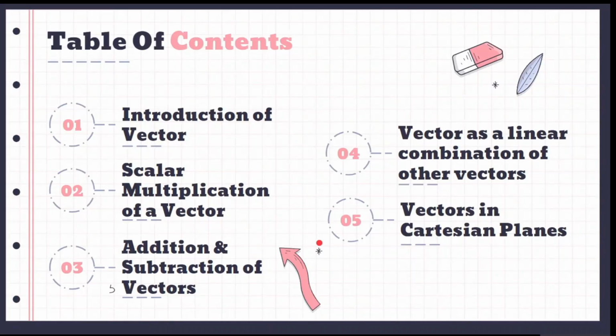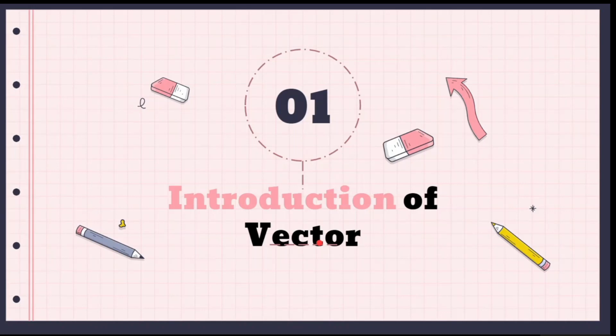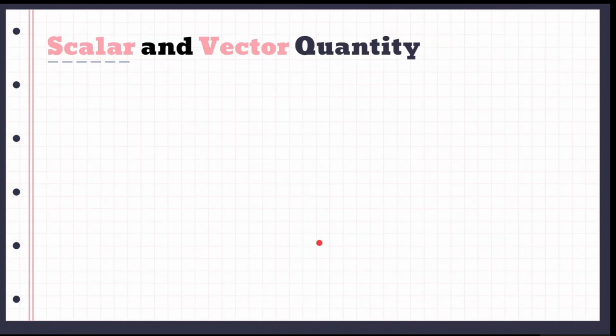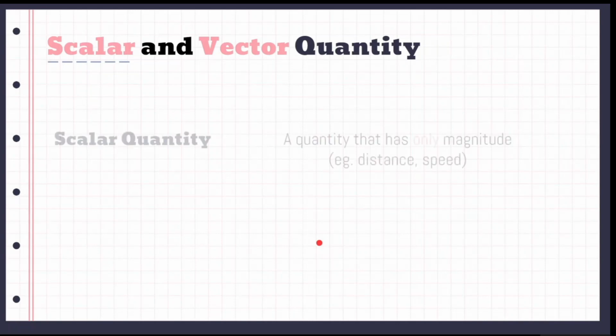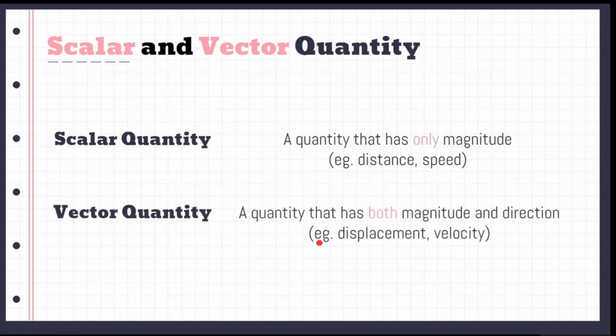Here are the contents that we are going to talk about. Firstly, we are going to talk about the introduction of vector. Before we start talking about vector, it's important to know what scalar and vector quantities are. A scalar quantity is a quantity that has only magnitude, for example, distance and speed. On the other hand, a vector quantity is a quantity that has both magnitude and direction, for example, displacement and velocity.